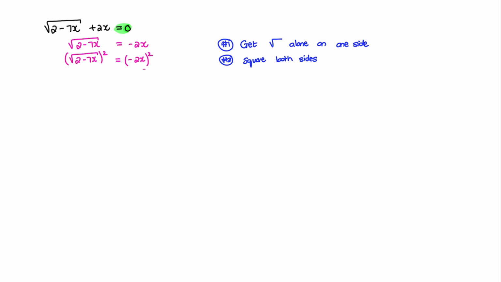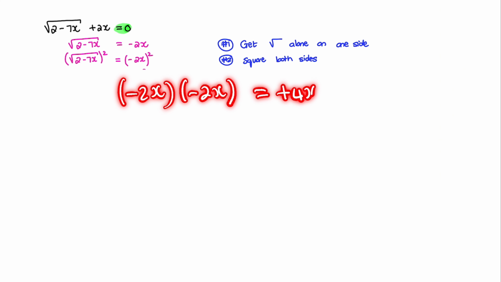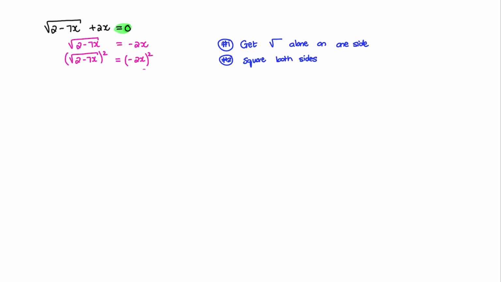For the second step, we would square on both sides. If you square on the left-hand side, it allows you to get rid of the square root. And if you square on the right-hand side, we'll have negative 2x multiplied with negative 2x, which becomes plus 4x squared.